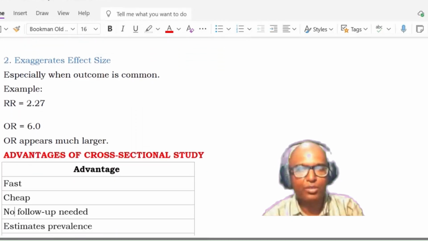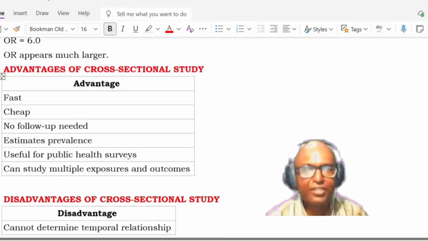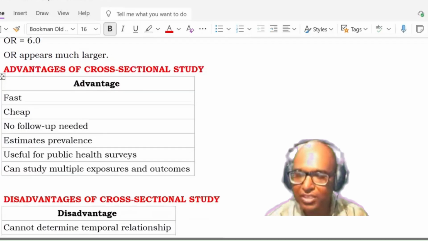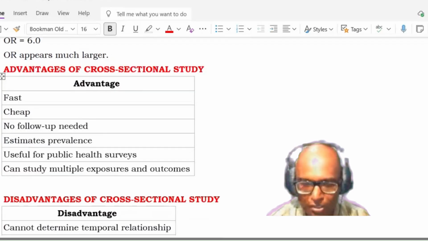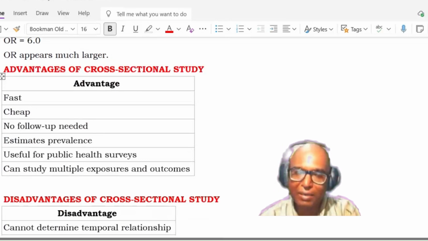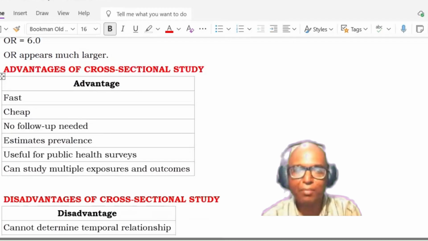Okay, so what are the advantages of the cross-section study? It is fast, it is cheap, no follow-up is required, it estimates the prevalence, it is useful for public health surveys, and it can study multiple exposures and outcomes, which is a disadvantage with the cohort study. However, you get multiple outcomes in the cohort, because you are following the same group over a period of time, but multiple exposures we are not getting.